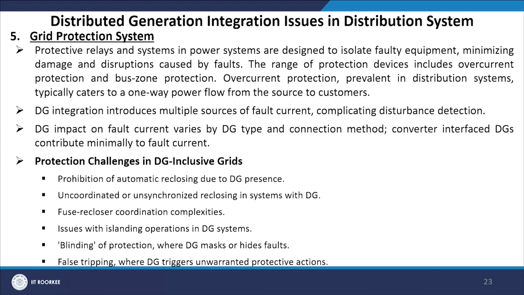uncoordinated or unsynchronized reclosing in systems with DG, fuse reclosure coordination complexities, issues with islanding operation in DG systems, blinding of protection where DG masks or hides faults, and false tripping where DG triggers unwanted protective actions.